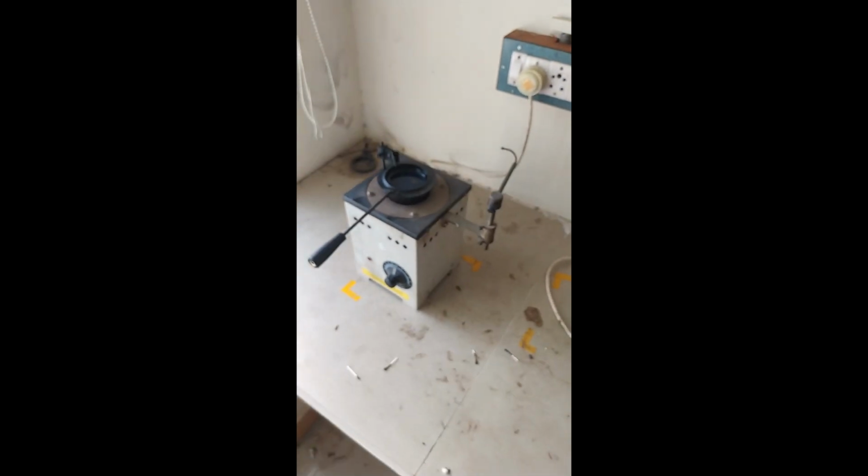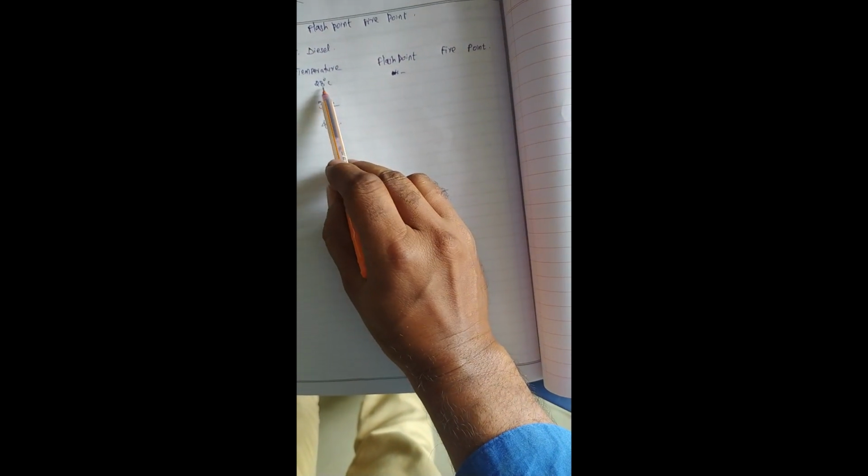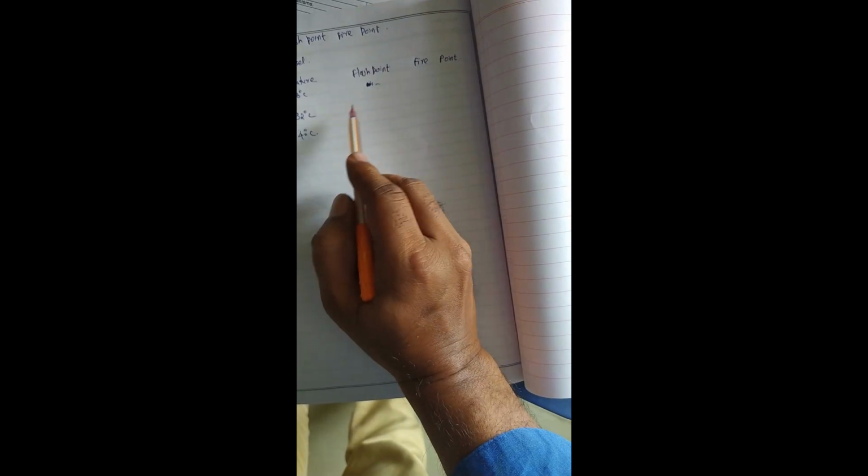We have to note it. We have to note the readings in this particular table. We have to identify the initial temperature. There is no flash at 32, no flash at 40, no flash at 55, no response. And also we have to take another reading at 58. There some flash occurs, the flash point is done.